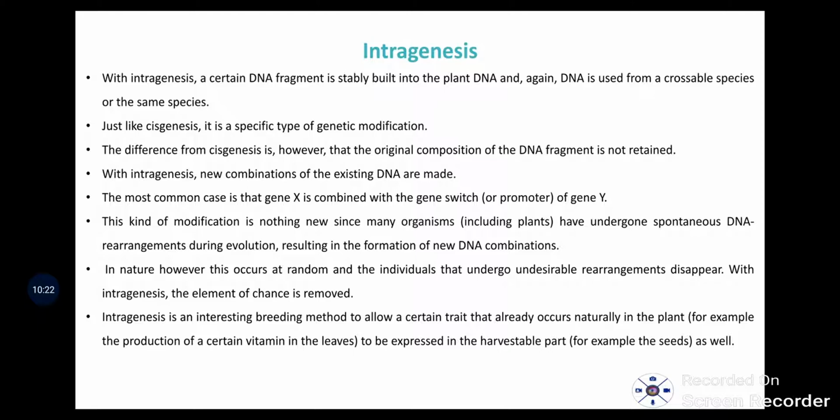This kind of modification is nothing new, since many organisms have undergone spontaneous DNA rearrangements during evolution, resulting in the formation of new DNA combinations. In nature, this occurs at random and individuals that undergo undesirable rearrangements disappear. With intragenesis, the element of chance is removed. Intragenesis is an interesting breeding method to allow a certain trait that already occurs naturally in the plant, for example production of certain vitamins in the leaves, to be expressed in the harvestable part, for example the seeds, as well.